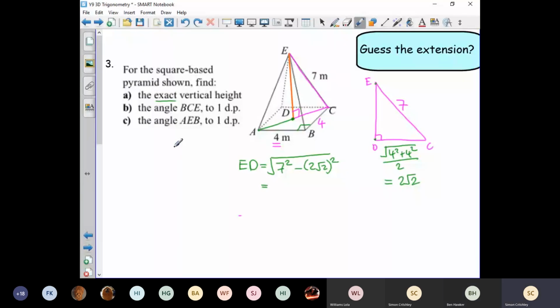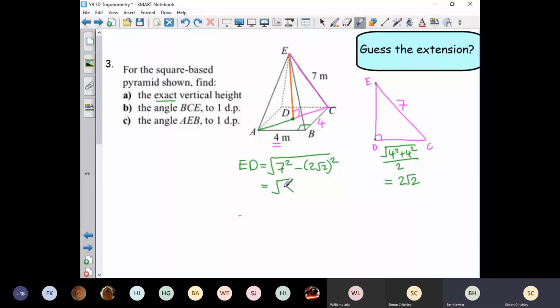You there, Finn? Yeah. I've got 3 root 5 as an answer, sir. Yeah, if you get that, what have I done wrong then? I got root 41.